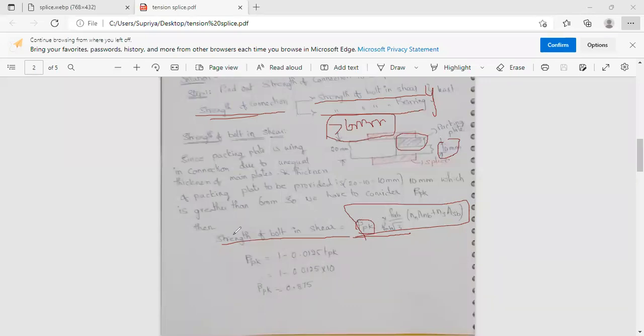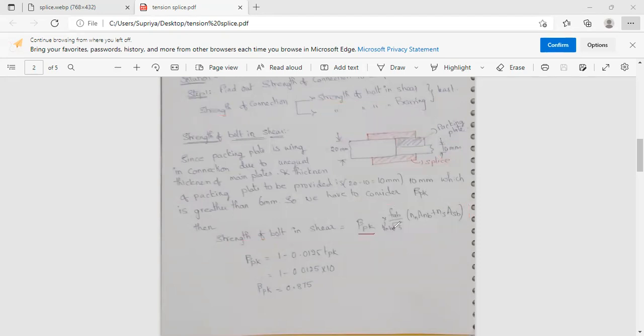So the strength of bolt in shear is multiplied by beta pk here. Okay, so beta pk multiplied by fub by gamma m1 into root 3 (NnAnb plus NsAsb). Okay, so just find out the beta pk. I have given the formula for beta pk: 1 minus 0.0125 into tpk, where tpk means the thickness of the packing plate, that is nothing but 10 mm. So we can get beta pk as 0.875.